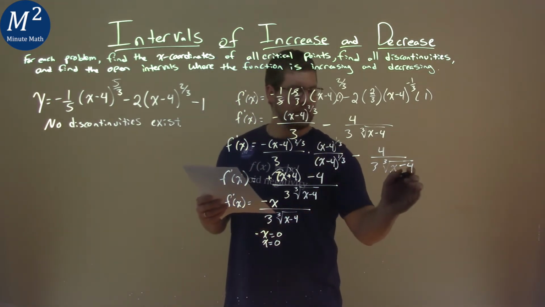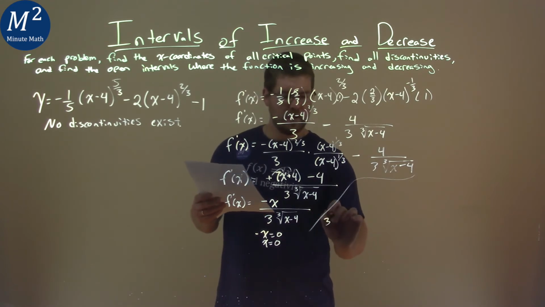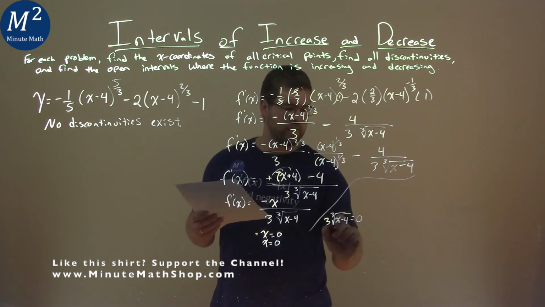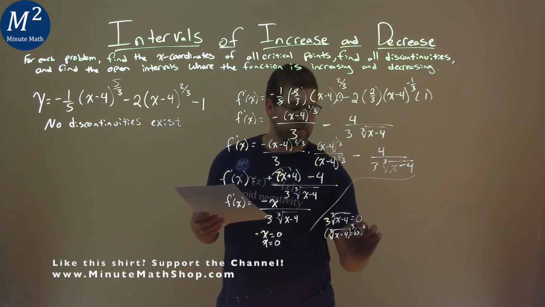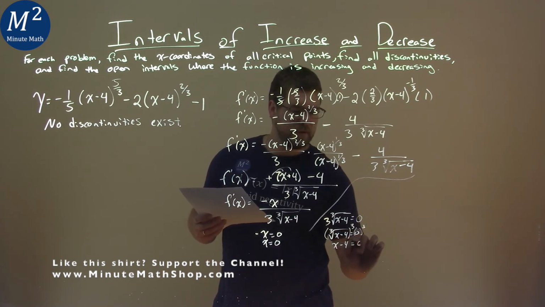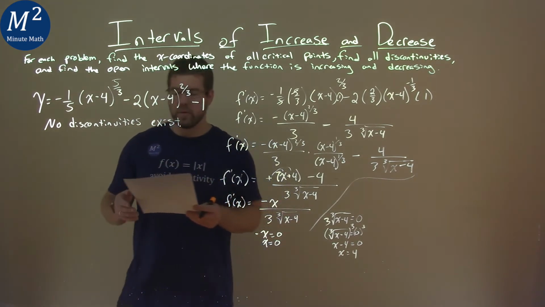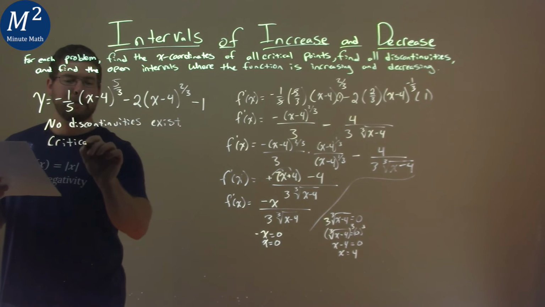Denominator equal to 0. Let me break this down a little here. We have 3 third root of x minus 4 equal to 0. Divide both sides by 3, doesn't really matter. Third root x minus 4 equals 0. We take the third power there. Third power of 0 is 0. X minus 4 equals 0. And so x equals a positive 4. So we have our two critical points here.